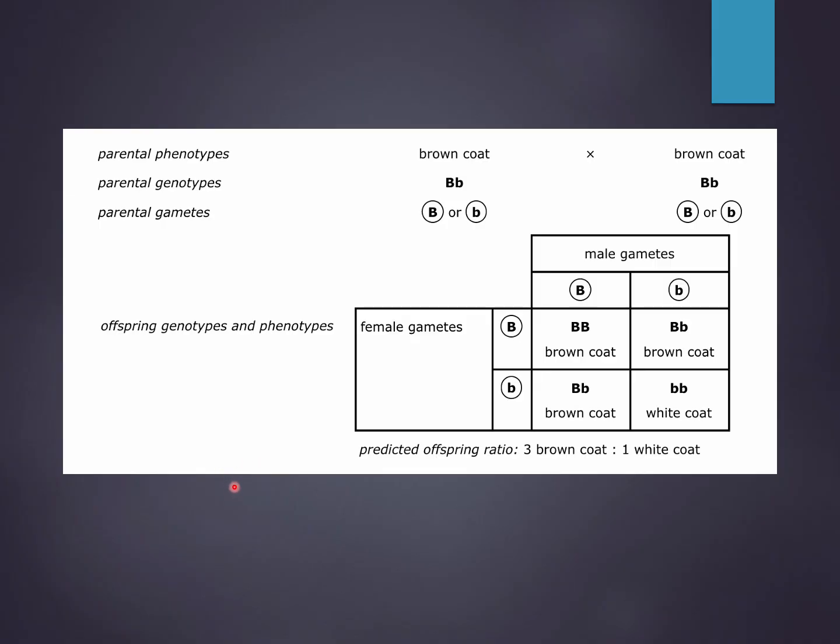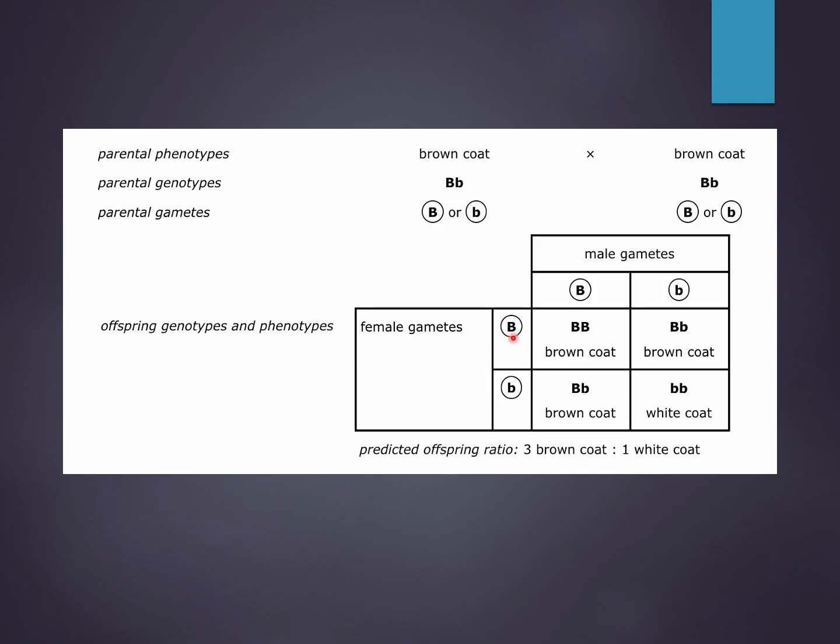Looking at a Punnett square, you have your parental phenotypes, brown coat, brown coat. The genotypes, these are the allele letters, capital B, lowercase b, meaning brown is going to be dominant, capital B, lowercase b. So both of the parents are going to be heterozygous brown. The gametes, these would separate into gametes, so you could have capital B or lowercase b for both gametes on both the mom and the dad.